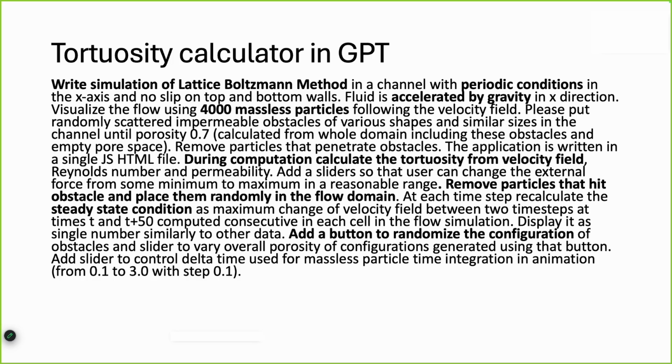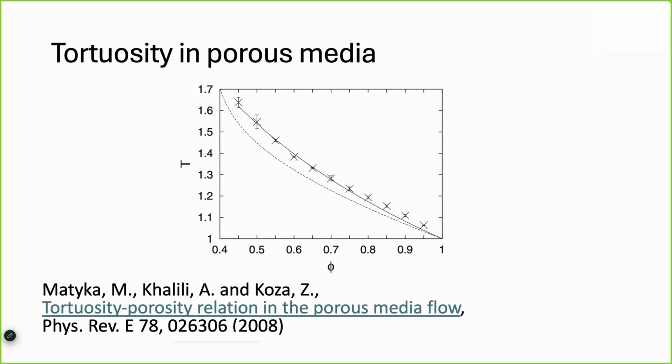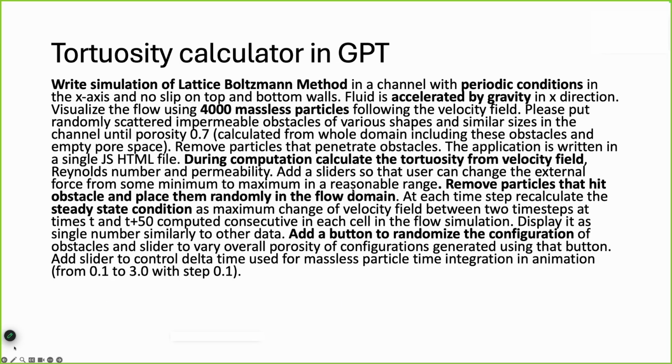Because to write a complete program to compute a plot like this, you need to average over different systems. For instance, you have to remove particles that penetrate obstacles during computation, and calculate tortuosity from the velocity field. Now, add sliders so that the user can change the external force, because I also wanted to study the effect of inertia, for instance. Remove particles that hit obstacles and place them randomly in the flow domain.